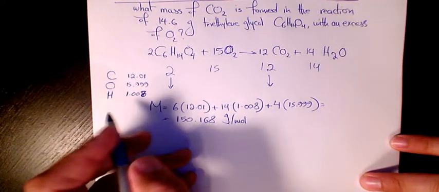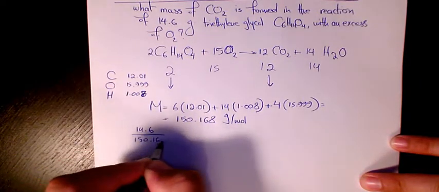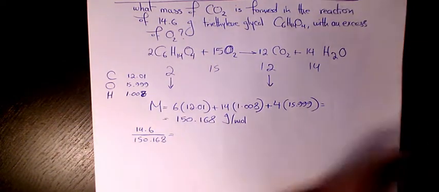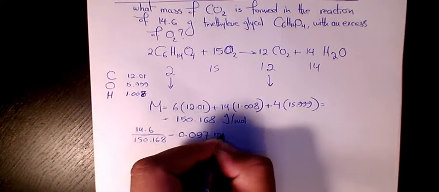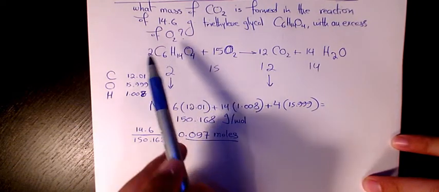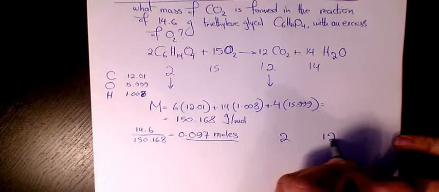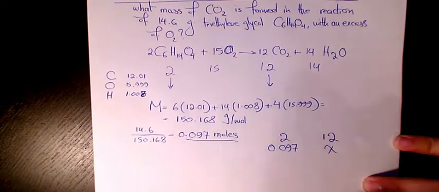So 14.6 grams divided by 150.168, that gives me 0.097 moles. That's the number of moles of triethylene glycol. So when we have 2 moles, it will produce 12 moles. Now we have 0.097. How much will we produce?